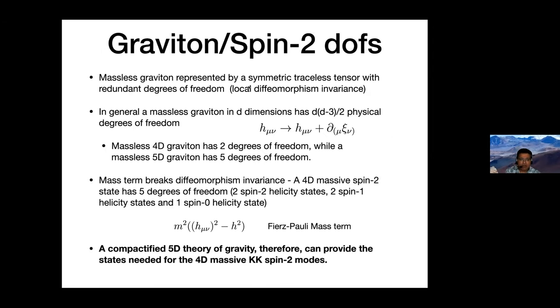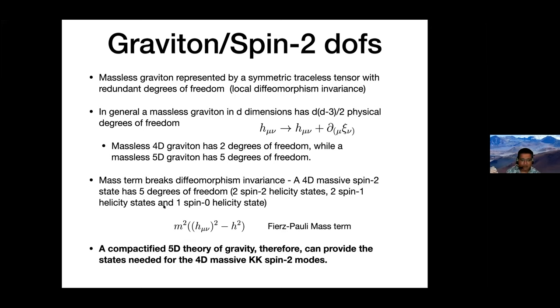Okay, just to remind you, the number of degrees of freedom for spin 2 particles in D dimensions, this is the infinitesimal general covariance or diffeomorphism invariance. A massless 4D graviton has 2 degrees of freedom, a massless 5D graviton has 5 degrees of freedom. A massive four-dimensional graviton has 5 degrees of freedom. So you can see how the counting works: at each KK level, the 5 massive degrees of freedom which come from compactifying a massless five-dimensional graviton give you exactly the 5 degrees of freedom you need for a massive spin 2 particle in 4 dimensions.